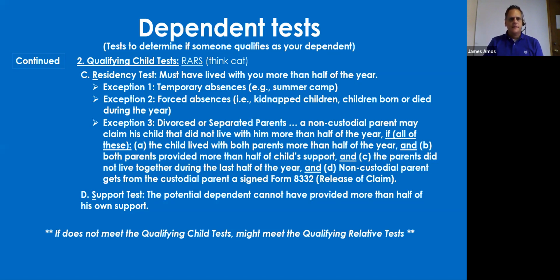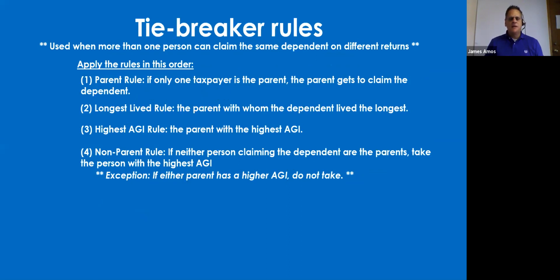Okay. So let's talk about tiebreaker rules. As you can see already, there are situations when more than one person might be able to claim the same child. The 2 people, grandma and mom living in the same household with Johnny, both could potentially qualify to claim Johnny on their return. So what happens if both of them put Johnny on their return? Well, the IRS is not going to allow that. Only one person can claim Johnny.